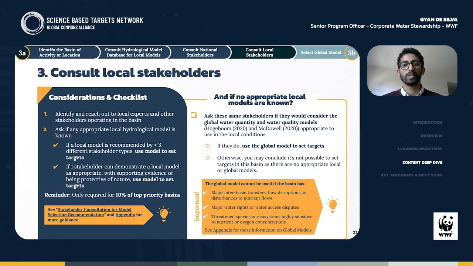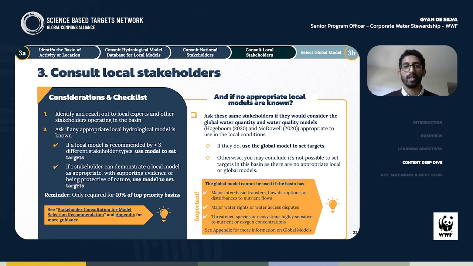We then continue the search for local models with a local level stakeholder consultation, which is only required for the 10% of a company's basins defined as top priority. Here we identify and reach out to local experts and other stakeholders operating in the basin. Appropriate stakeholders can be water management agencies and basin authorities, governmental regulators, scientists and academics involved in the basin, local water-related NGOs or local chapters of international NGOs, local communities and/or indigenous groups or their representatives, and local departments involved in water supply.